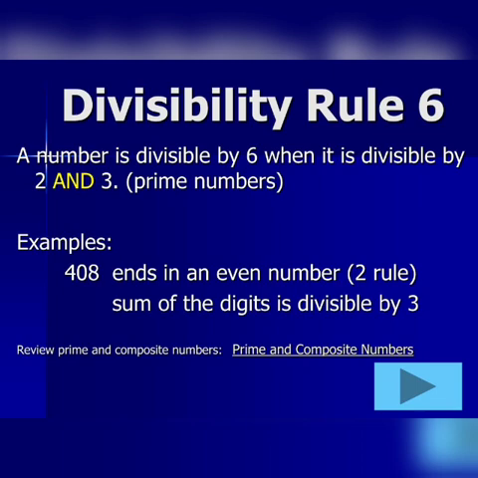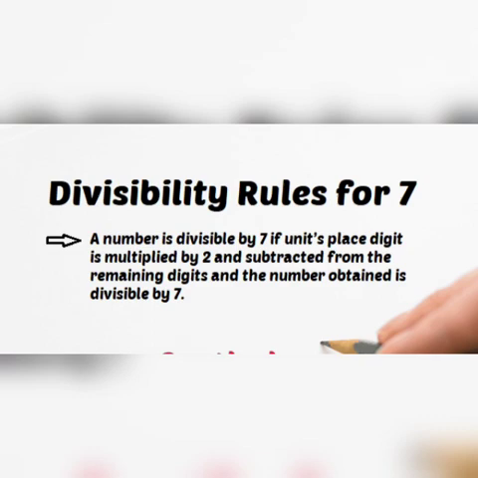That is the condition. Next is the divisibility rule for 7. A number is divisible by 7 if its unit place digit is multiplied by 2 and subtracted from the remaining digits, and the number obtained is divisible by 7.